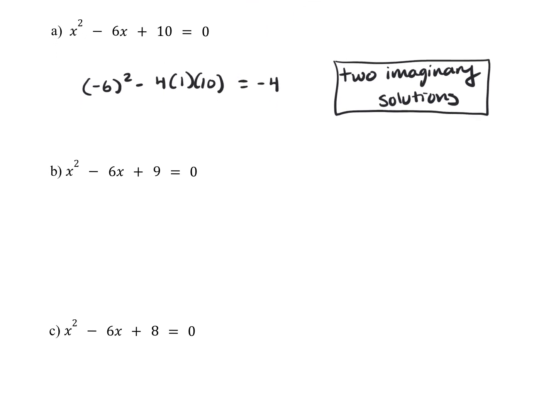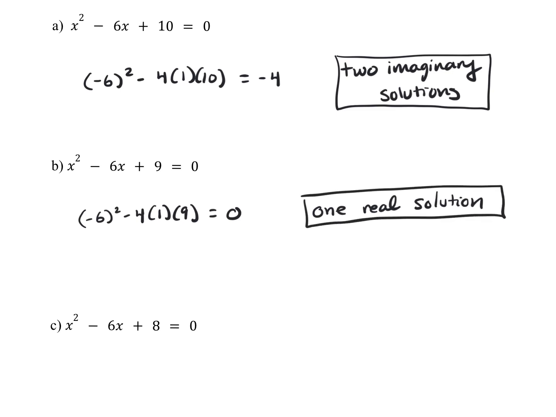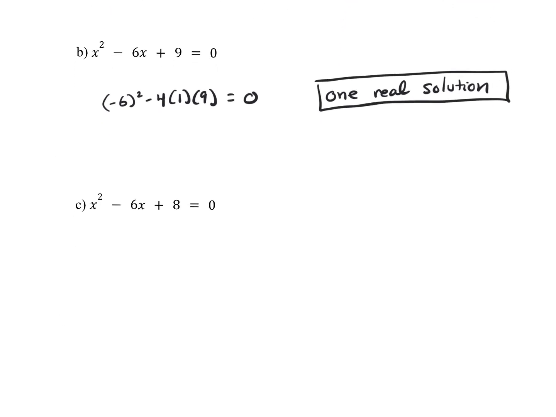All right, now if you look at this second example, again, let's just do our b squared minus 4 times a times c. For this one, we get 0, so that tells us that we will have 1 real solution. And then for this last one here, if we do our b squared minus 4 times a times c, for this one we get positive 4. So with a positive discriminant, we know that we will have 2 real solutions.